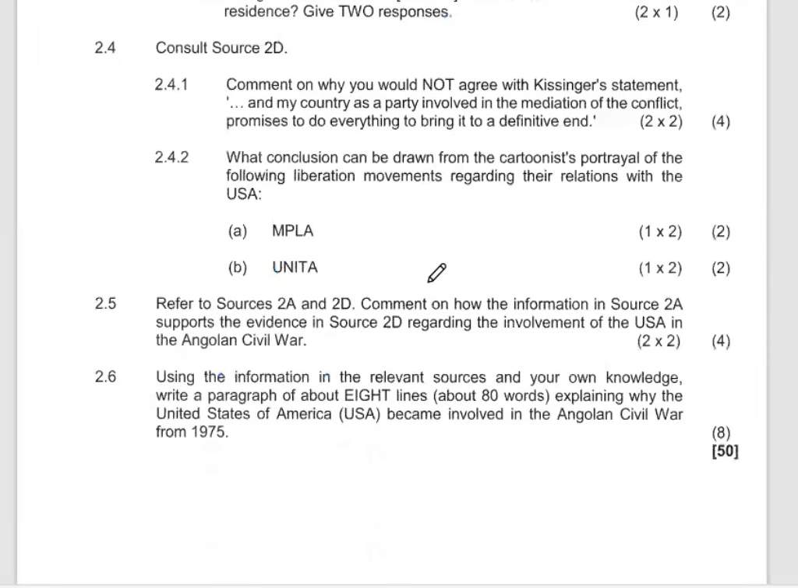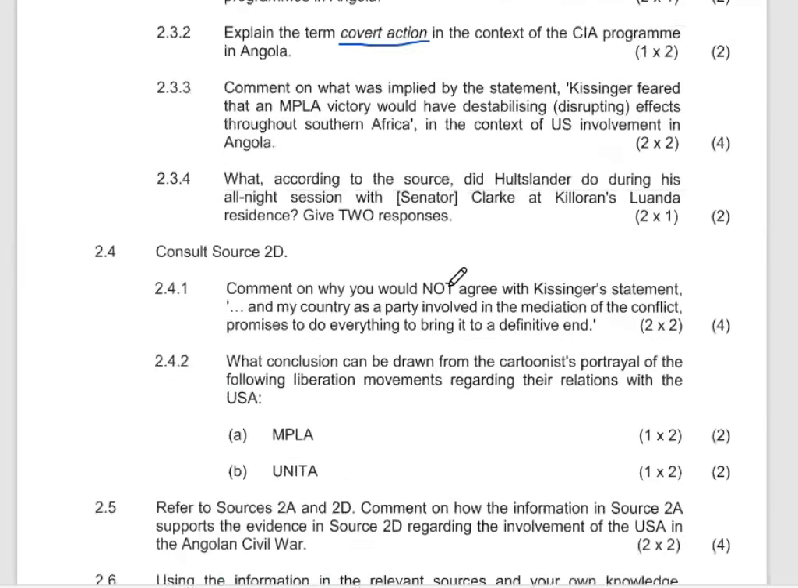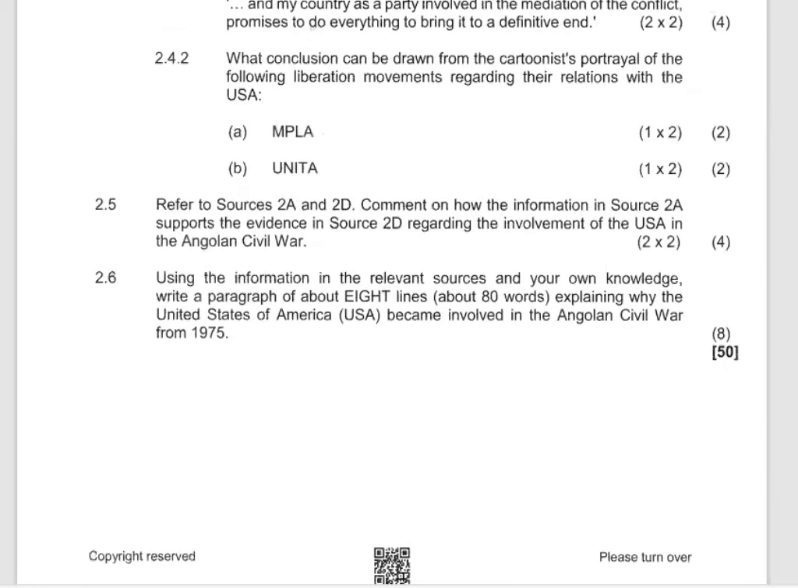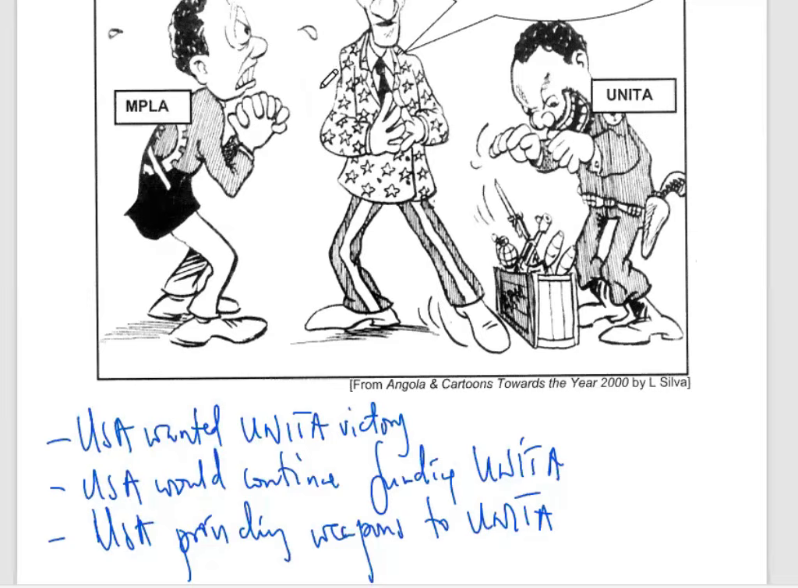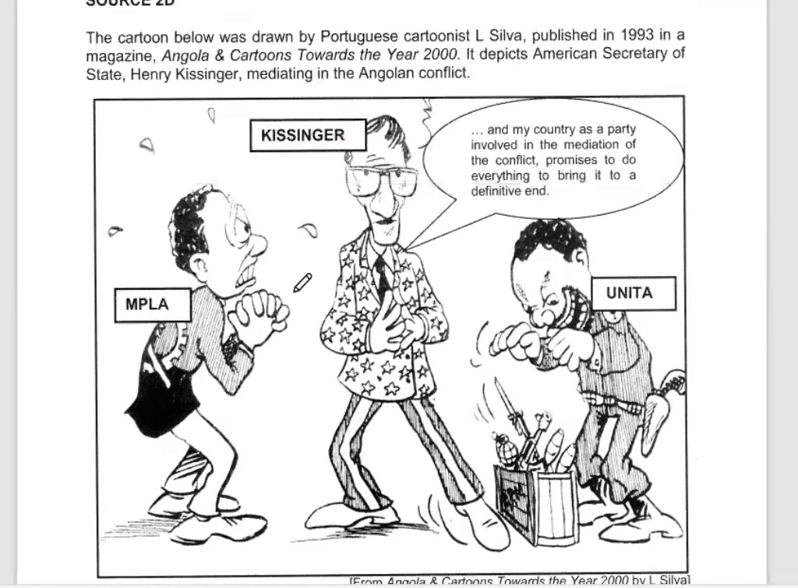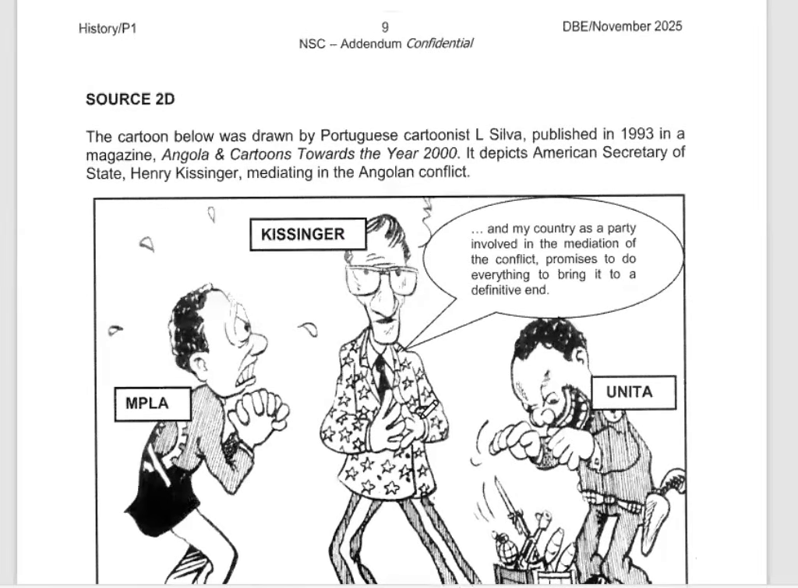Moving on to the next question: what conclusion can be drawn from the cartoonist's portrayal of the following liberation movements regarding their relations with the USA? Let's look at the portrayal of the MPLA and their relationship with the USA. If we check this guy, he's sweating, and we can see his appearance there. What kind of relationship is here? This is typical of a rival relationship. Rivalry. There is enmity between these two. Or we can describe the relationship as an opposing relation.